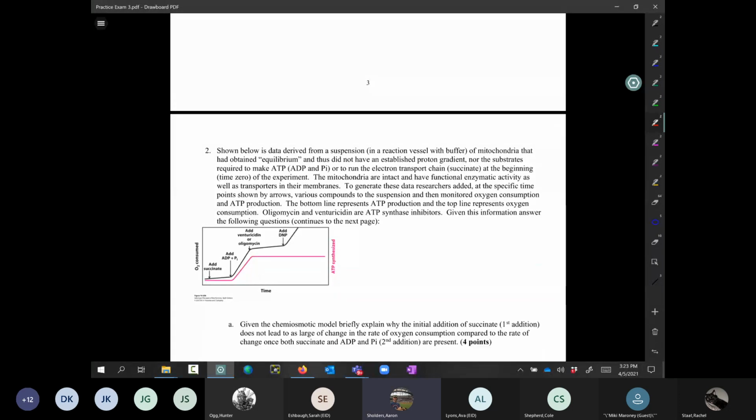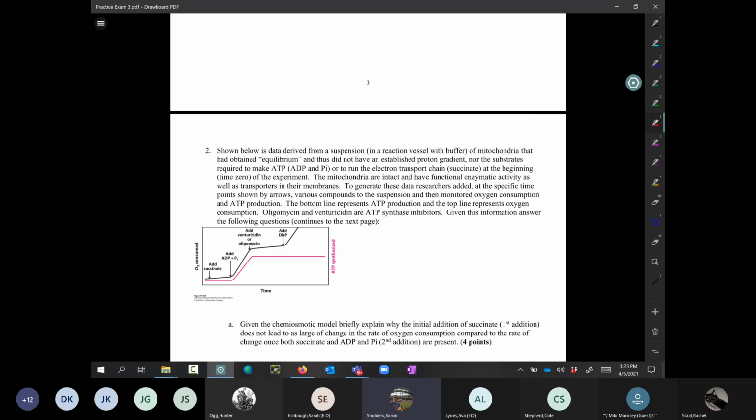So shown below is data derived from a suspension in a reaction vessel with buffer of mitochondria that have attained equilibrium and thus did not have an established proton gradient nor the substrates required to make ATP, which are ADP and inorganic phosphate, or to run the electron transport chain, which is succinate, at the beginning of the experiment. The mitochondria are intact and have functional enzymatic activity as well as transporters in their membrane.